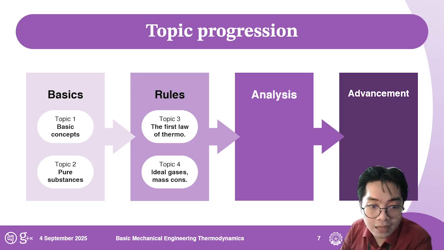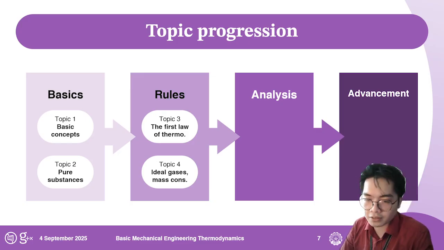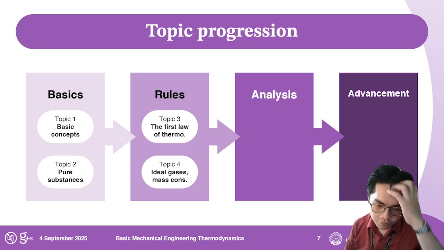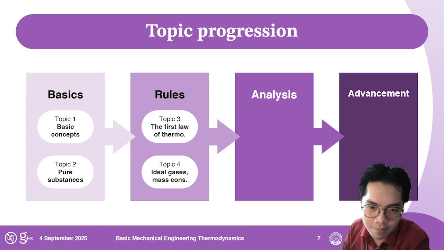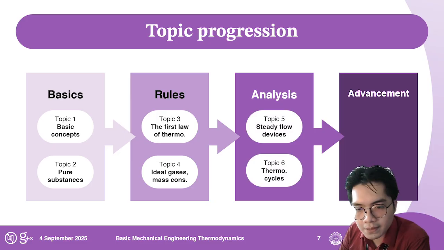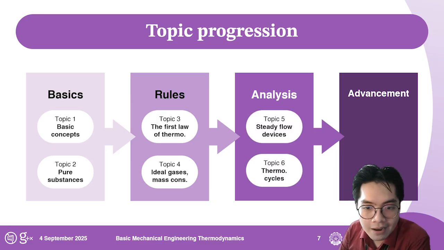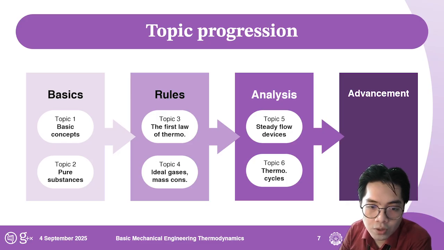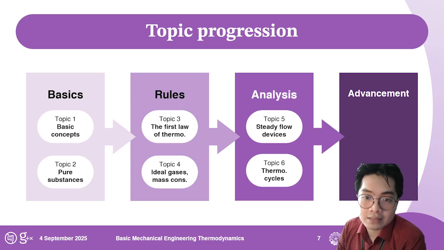And then we'll go back to ideal gases, right? PV equals mRT. Hopefully, you remember that from your high school days. And conservation of mass. We'll put all of those topics together so that we can analyze what we call steady flow devices, so that we can put that all together for topic 6, which is thermodynamic cycles. Right?